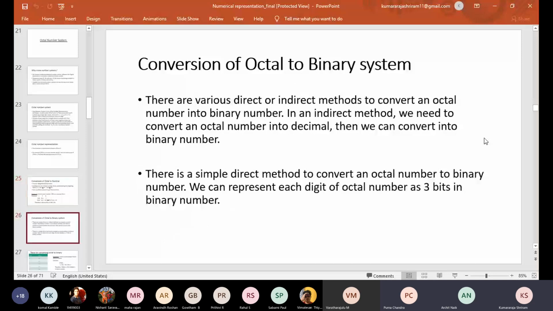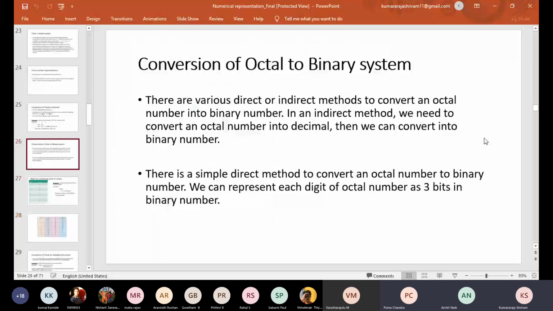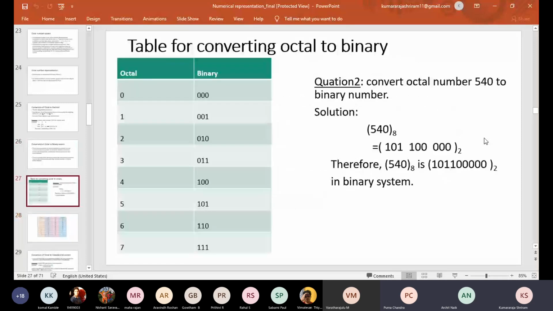Next slide. Conversion of octal to binary system. There are various direct or indirect methods to convert an octal number into a binary number. In an indirect method, we need to convert the octal number into decimal, then convert into binary. There is a simple direct method to convert an octal number to a binary number. The fact is that we can represent each octal digit as 3 bits of a binary number, following the order. Next slide. This is a simple technique.